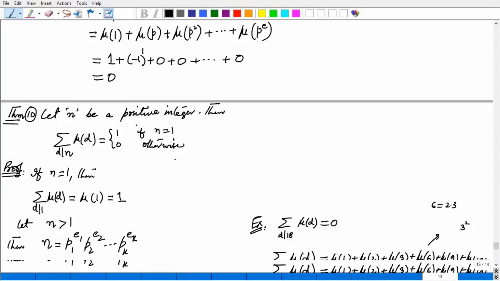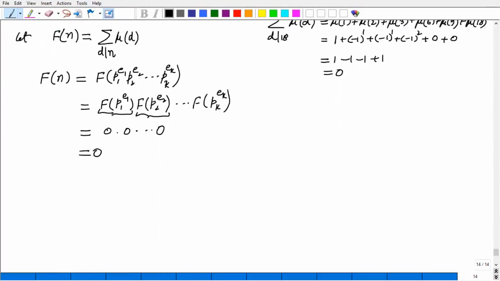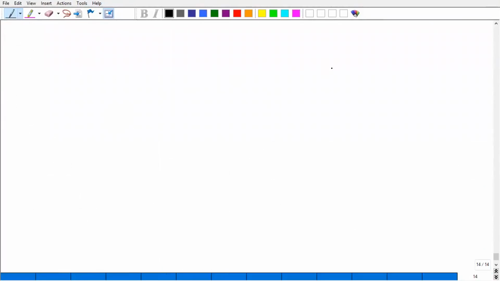And we also discussed a result for any positive integer n. The sum of the Mobius function over the divisors of n is either 0 or 1: 1 in the case when n is equal to 1, and 0 for all other cases. So these results will be used in the Mobius inversion formula.